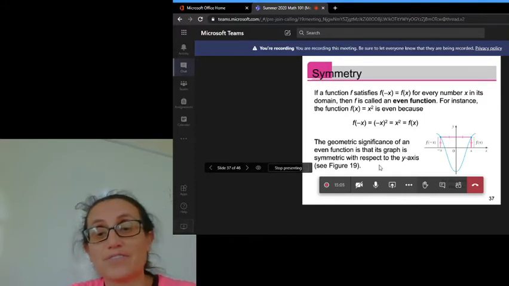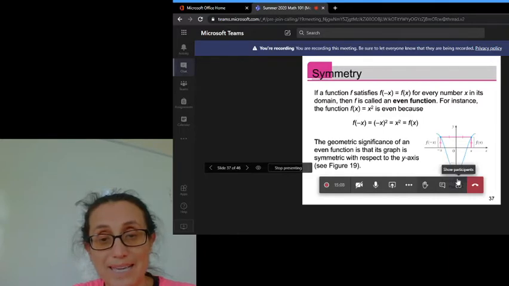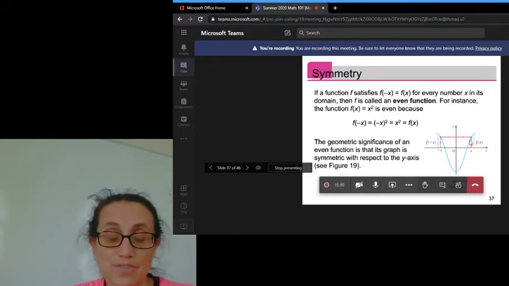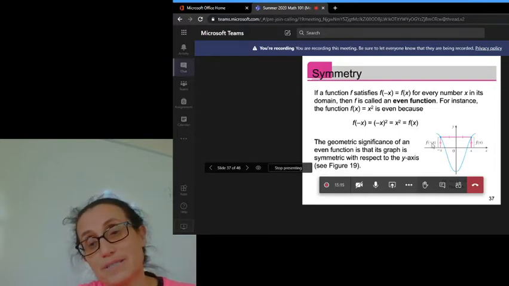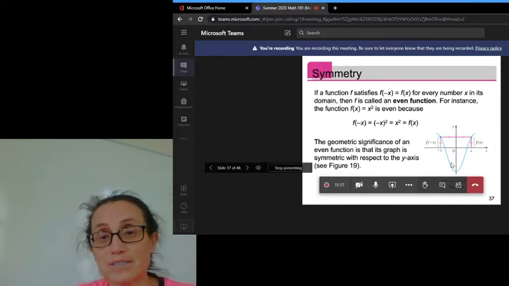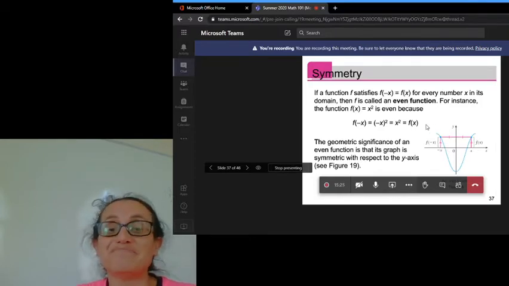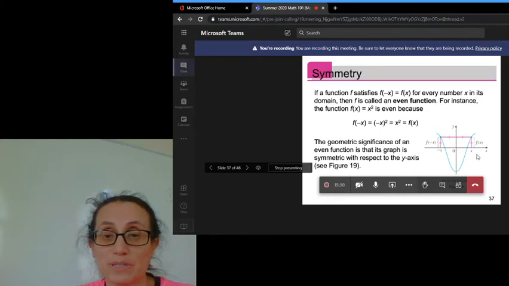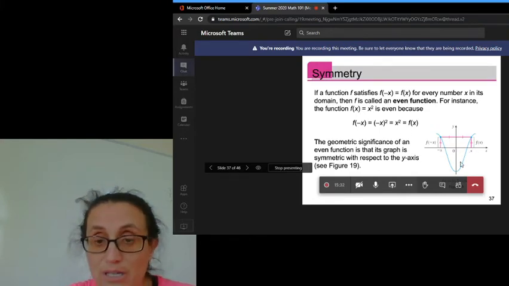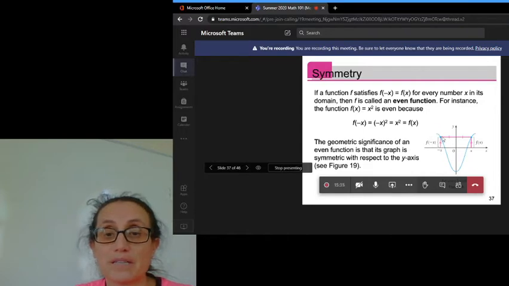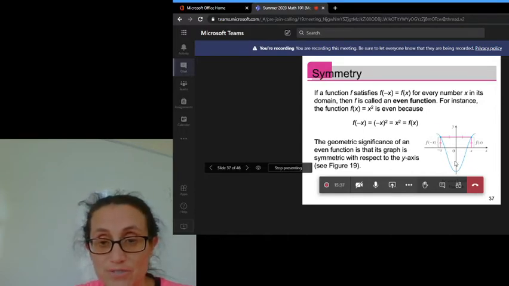Okay, if the function is symmetric with respect to the y-axis, then this is called an even function. A well-known example is x squared. Y is equal to x squared is an example. Here they give the example. Okay, this is not x squared, this is something else. Here it says x squared, but the picture is not x squared. I mean, this is a shifted x squared, because x squared is usually like this.